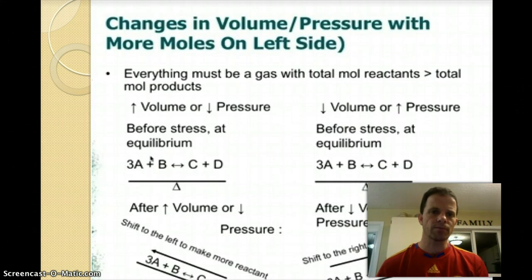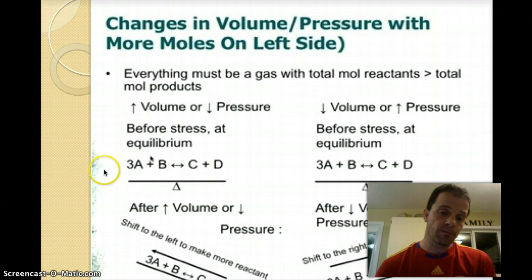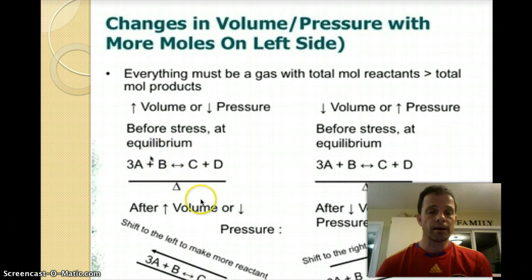Last thing we're going to look at is what happens if we have a change in volume and pressure. This happens only with gases, and it happens when there's unequal amounts of moles. If we have more moles on the left-hand side and we increase the volume, that is like we're giving it more space, and therefore the side with more moles is becoming lighter, and therefore it rises. And it will shift and make more reactant.